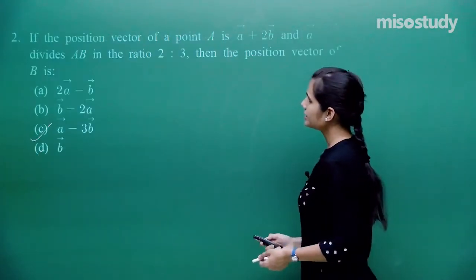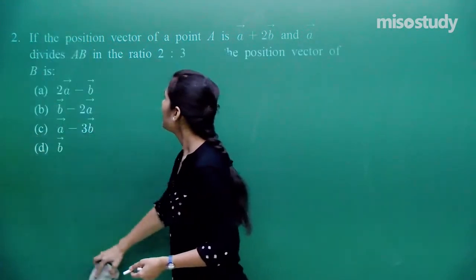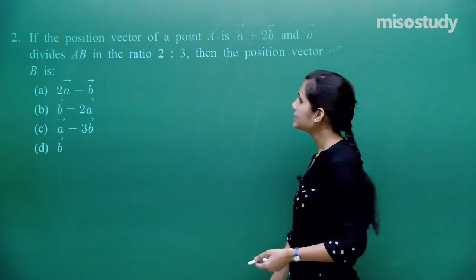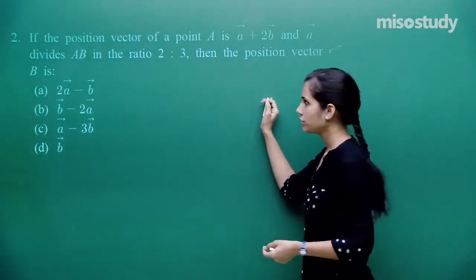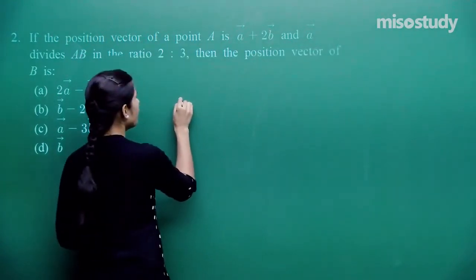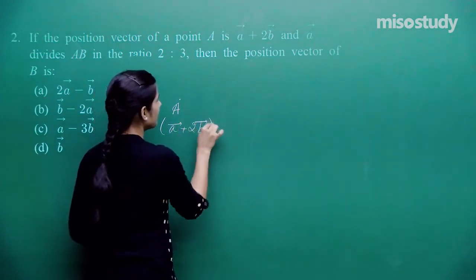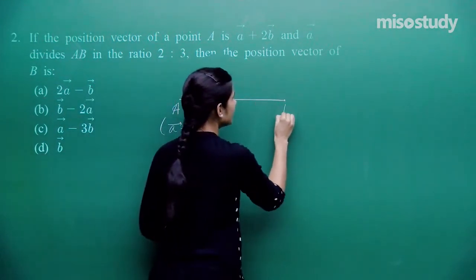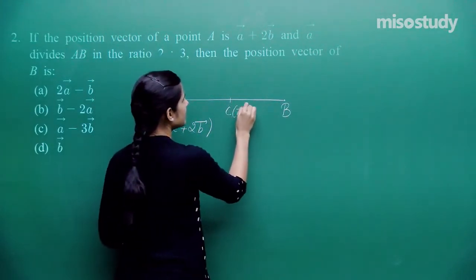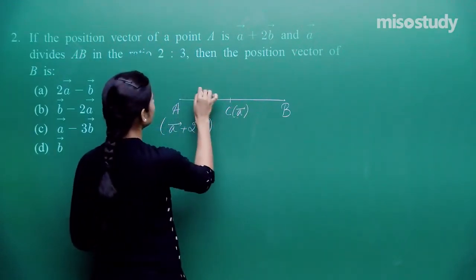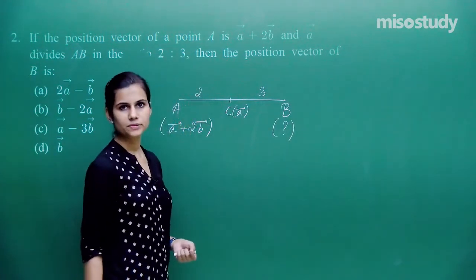The next question says that if the position vector of a point A is a vector plus twice of b vector, and a vector divides AB in the ratio 2:3, then the position vector of B is what? So, there is a point A whose position vector is a vector plus twice of b vector, and there is a segment AB. There is some point C which has position vector as a vector, which is dividing the segment AB in the ratio 2:3. What is the position vector of B point?